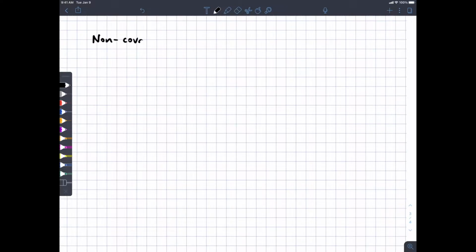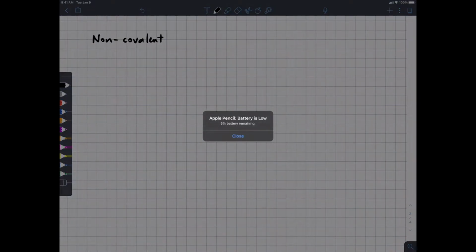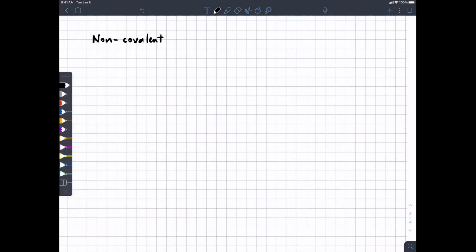We mean any favorable interaction having two groups close to each other that's Apple Pencil battery is low, thank you.